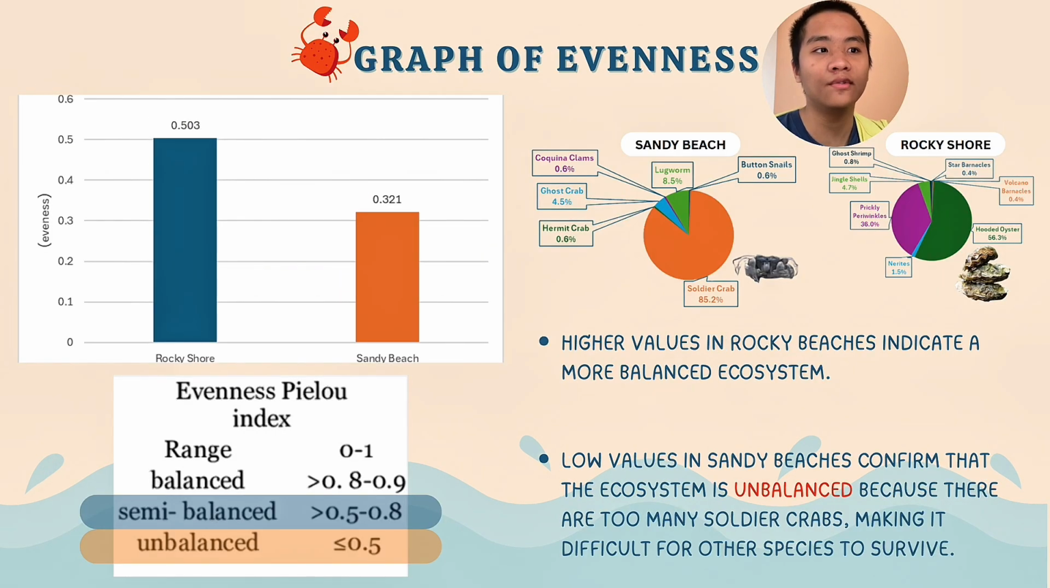Here's a graph representing evenness. Higher values in the rocky beaches indicate a more balanced ecosystem. The lower values in the sandy beaches confirm that the ecosystem is much more unbalanced, mainly because there are way too many soldier crabs, making it very difficult for other species to survive and thrive.